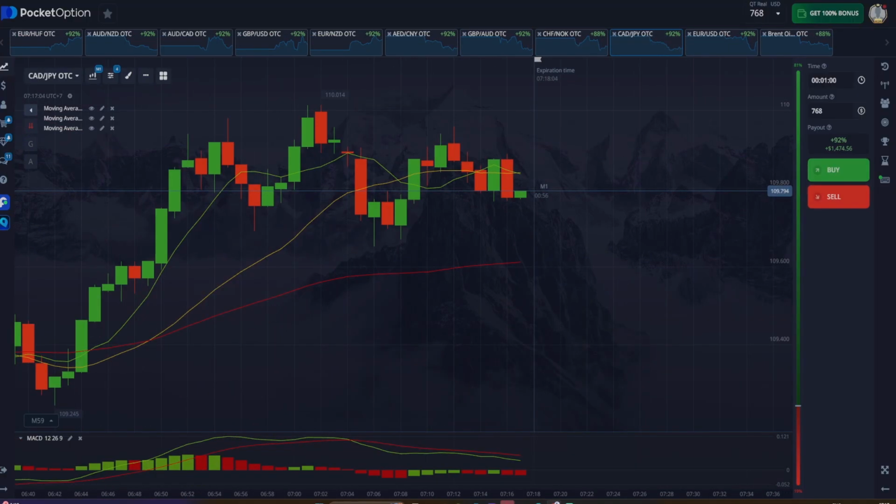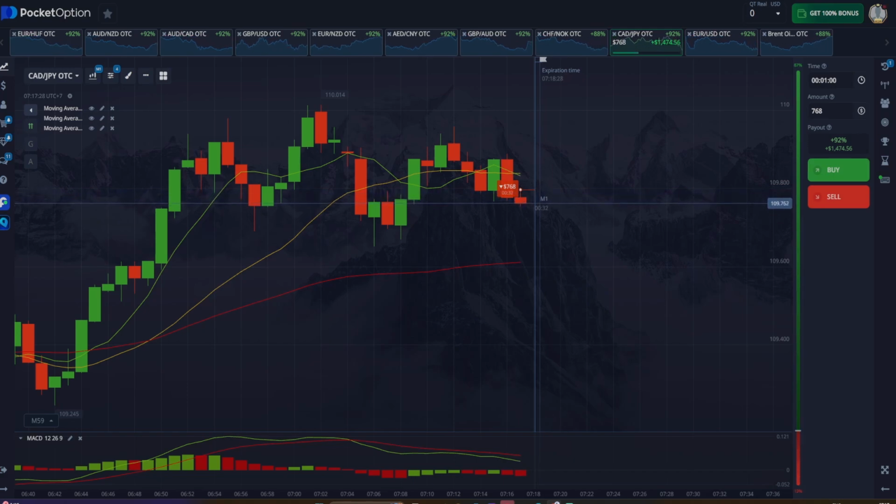Alright traders, this time I decided to take a sell position, and here's the detailed reasoning. First, we observed a crossover in the moving averages. The green line crossed below the yellow line. This crossover is a classic early signal of a potential shift from bullish to bearish momentum, especially when it occurs after a rally that starts to weaken.